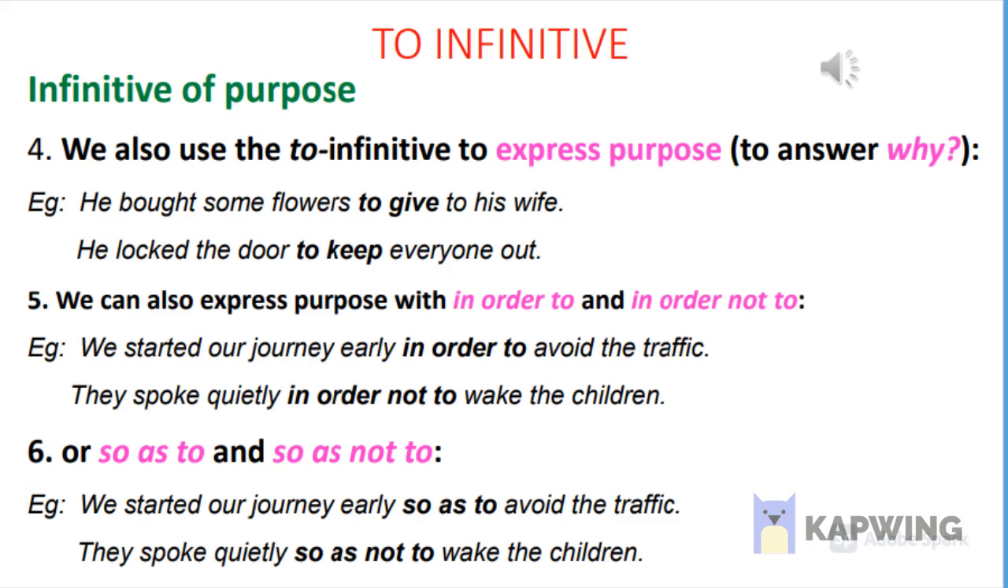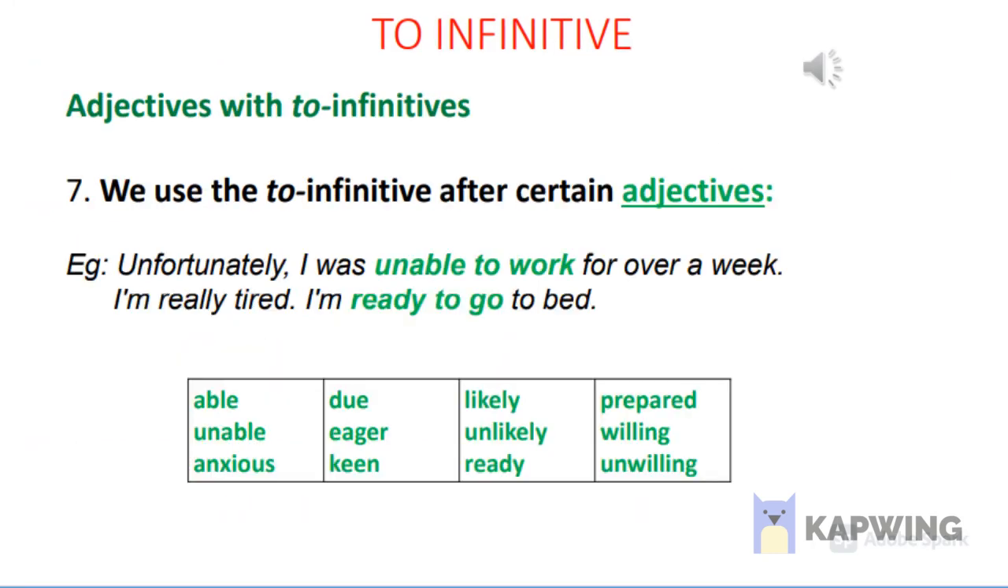For example, we started our journey early in order to avoid the traffic. The to infinitive is also used after certain adjectives. For example, unfortunately, I was unable to work for over a week. In this pattern we can use some adjectives meaning good or bad and adjectives of difficulty, danger and expense. There is no object after the to infinitive.